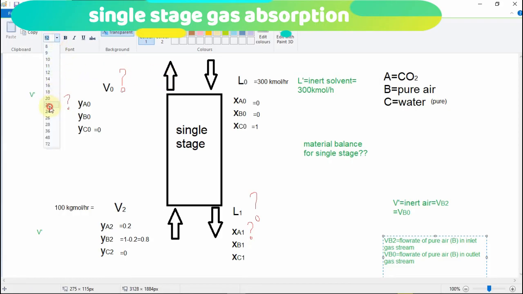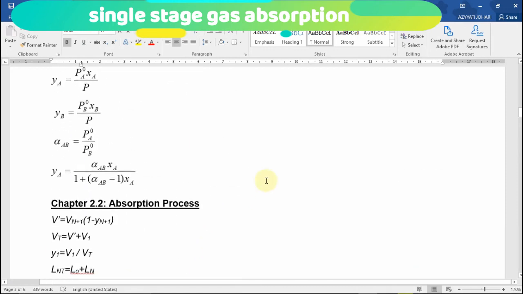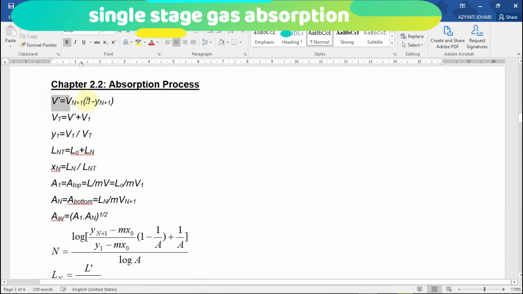Okay, so based on this diagram, the enough information to calculate V prime is from the gas inlet stream, for which we already have the values for V2 and YB2. If you refer to the appendix, it also states how to calculate the V prime value, which is V prime equals Vn plus 1 multiplied by Yn plus 1. If you use it for a single stage, this n will be replaced by 1. So this Vn plus 1 is V2.